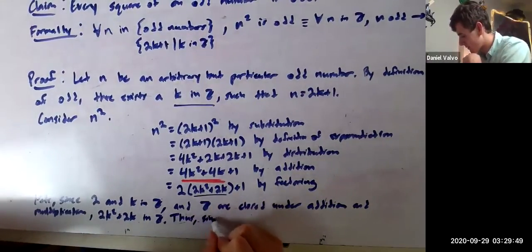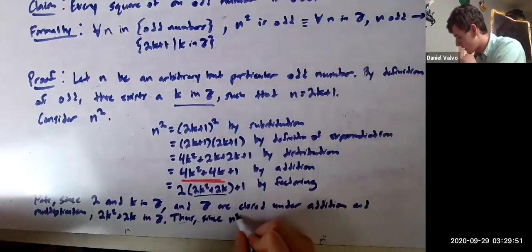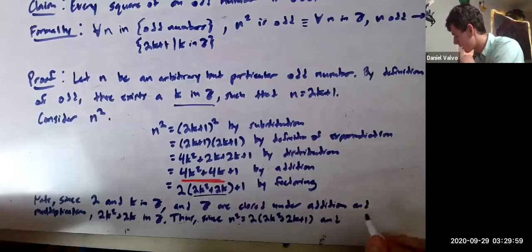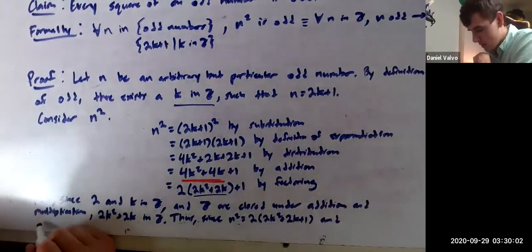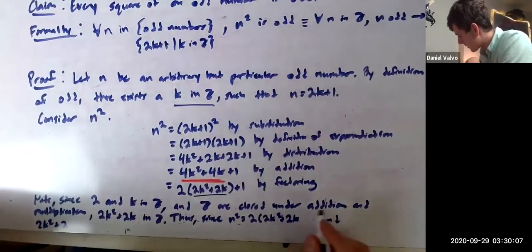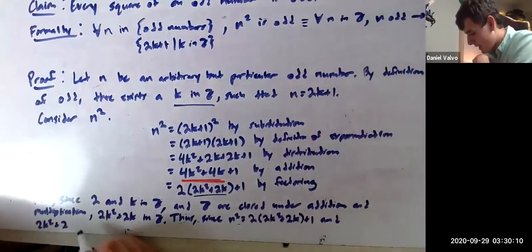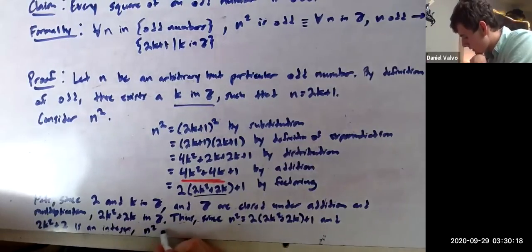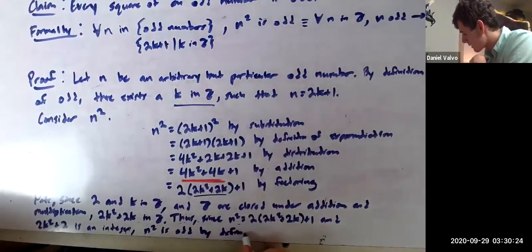Thus, since n squared equals 2 times (2k squared plus 2k) plus 1, it's this parentheses and then plus 1, and 2k squared plus 2k is an integer, n squared is odd by definition.